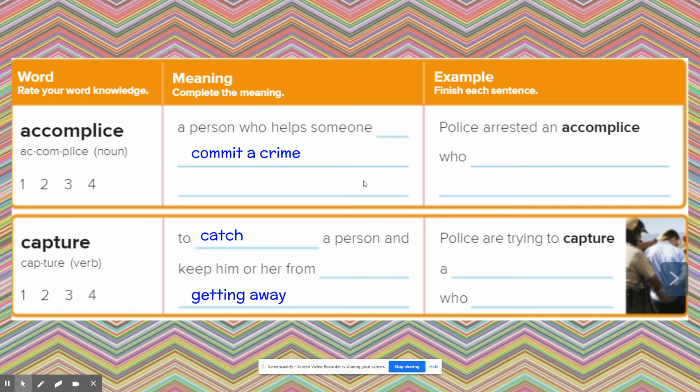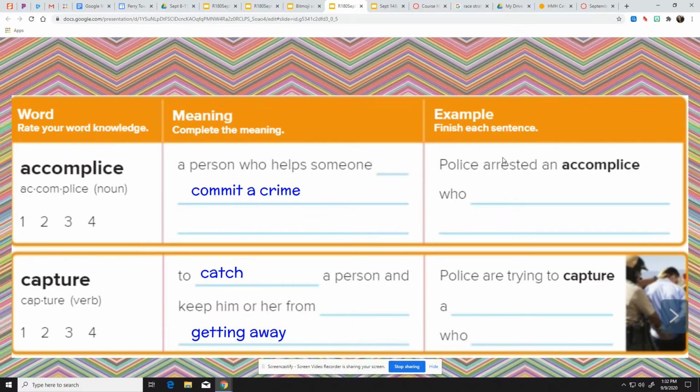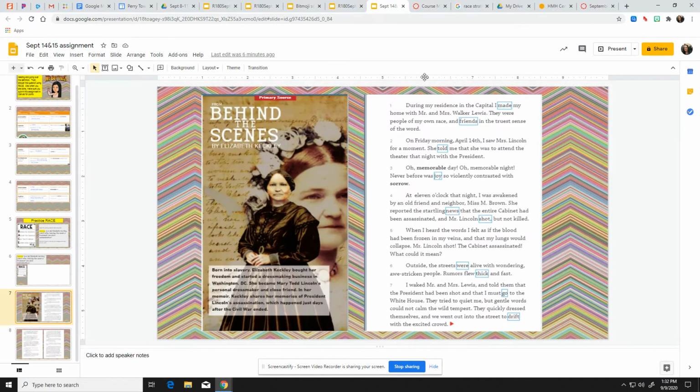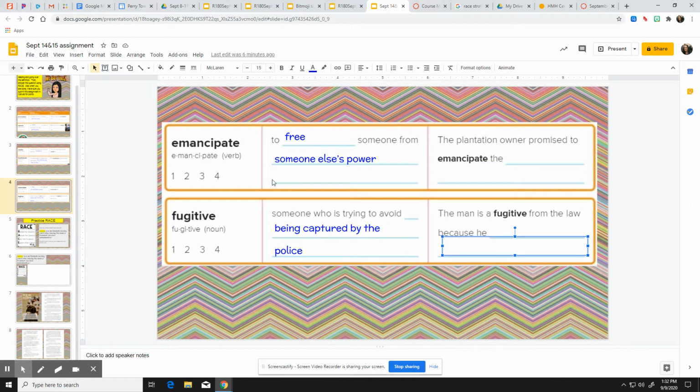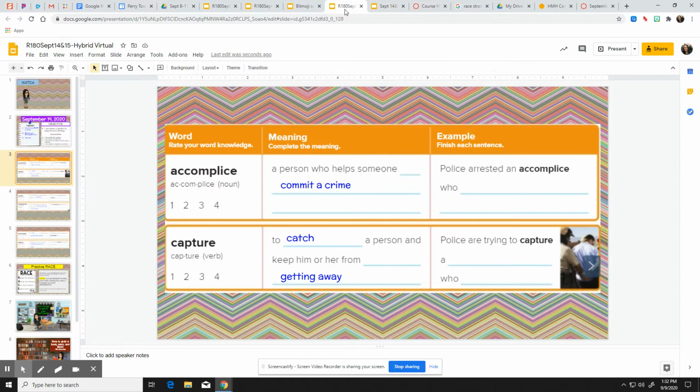So when you go through your slideshow, there will be an assignment there for you to watch after you view this video. You have 6 new words, and I have put the definition in. It's just up to you to write in the definition. Okay, so all you simply have to do is click on the lines here, and you should be able to type in your answer.